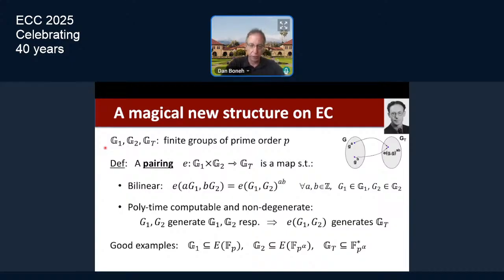So again, thank you to Neil and Victor that made this all possible. The kind of examples we have today is where G1 and G2 are contained in certain subgroups of the elliptic curve. I guess one group lives over the base field, another group lives over an extension field for some small value of alpha, and the target group happens to be just roots of unity in the finite field.